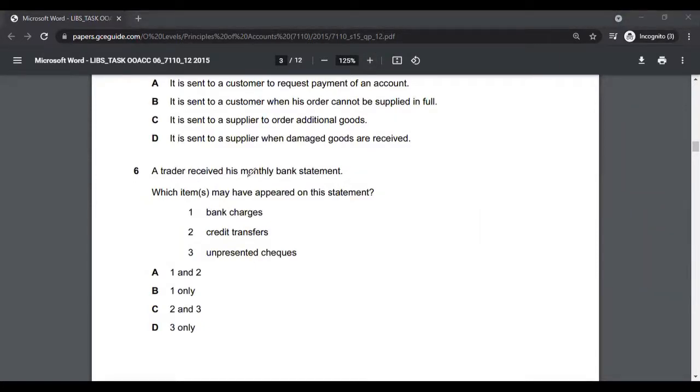Multiple choice 6. A trader received his monthly bank statement. Which item may have appeared on this statement? Bank charges, yes. Credit transfers, yes. Unpresented checks, no. So the answer to multiple choice 6 would be 1 and 2 only, which is option A.